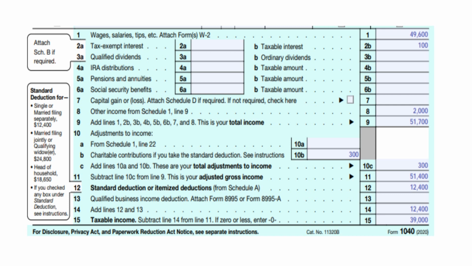Subtract $300 from your total income on line 9 to arrive at adjusted gross income of $51,400 on line 11. On line 12, put the larger of your standard deduction or your itemized deductions. You can find your standard deduction in the box to the left. For a single, it is $12,400.